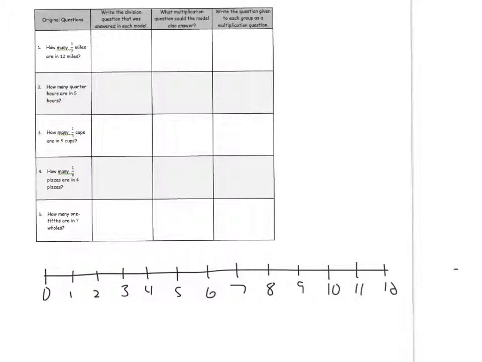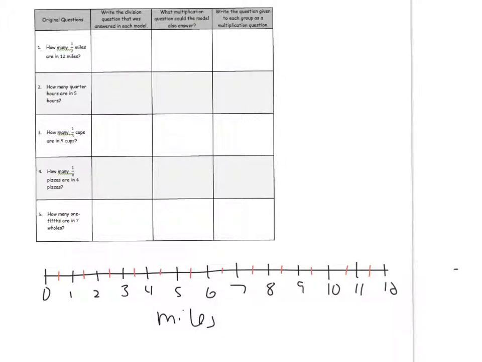For example, how many half miles are in 12 miles? So I started first by drawing a number line representing my 12 miles. And then how many half miles are in there? Well, each one could be split into a half mile. So I'm splitting each one into a half mile. So this is what my model would look like. And then I can count these. 1, 2, 3, 4, 5, 6, 7, 8, 9, 10, 11, 12, 13, 14, 15, 16, 17, 18, 19, 20, 21, 22, 23, 24. So there's 24 of them.